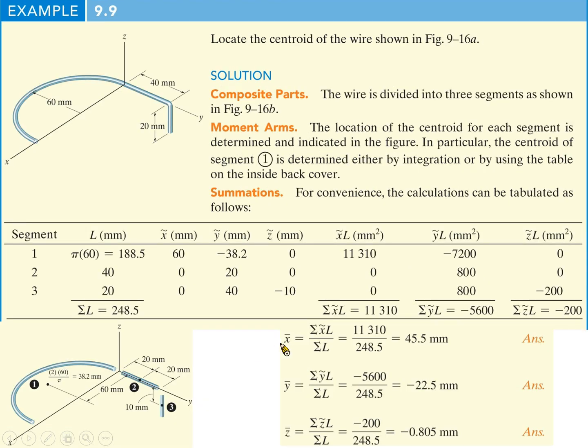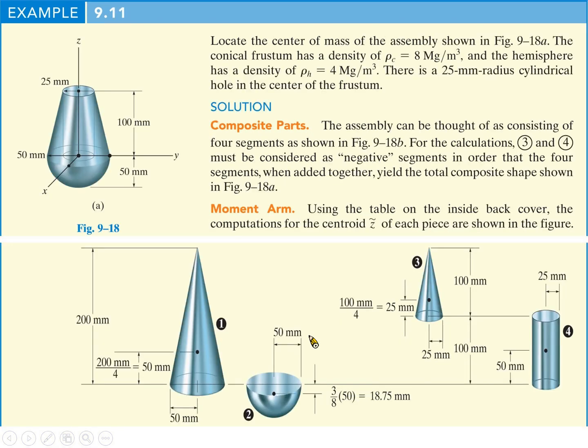Okay, I saw it didn't show in our lecture notes, but it can be checked from the textbook. So for the hemisphere, the centroid is 3/8 radius, 3/8 radius. Okay, which is 3/8 radius, and then it gives us a value of 18.75.